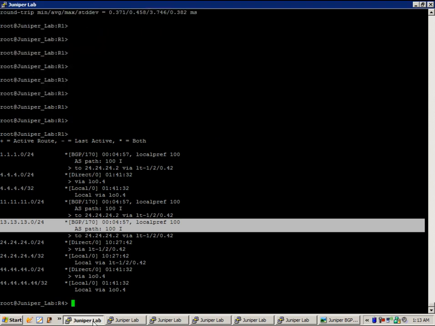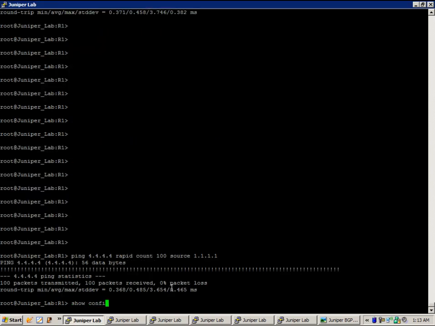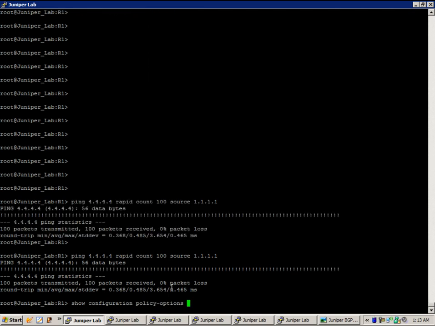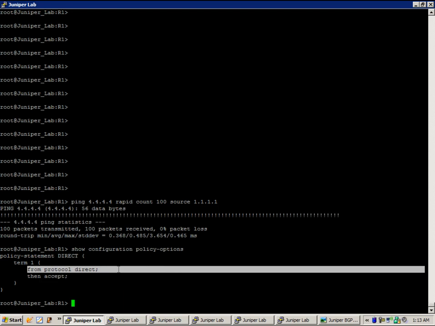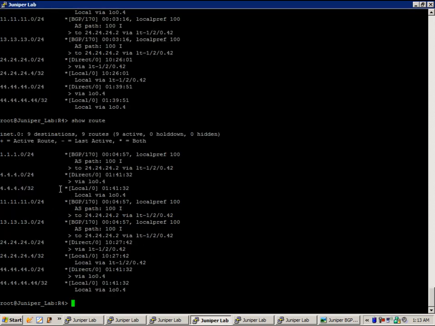If we look at our show configuration, policy options, that's why we did from protocol direct instead of just from the loopback. We need direct because that's going to advertise in the 13 network, as we can see on router 4 as well, into BGP.